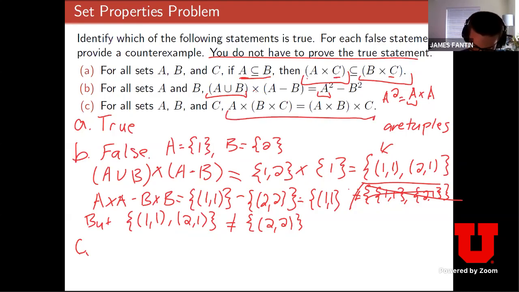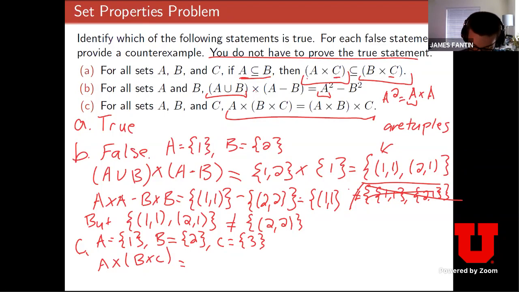So if we take, again, a simple example, we've got A, the set containing 1, B, the set containing 2, and C, the set containing 3. Well, if we look at A cross parentheses B cross C, then since we have parentheses, we're going to do B cross C first. And the set B cross C will be the set containing the tuple 2, 3. And then when we cross that with A, that'll be the set containing the tuple 1, the tuple 2, 3.